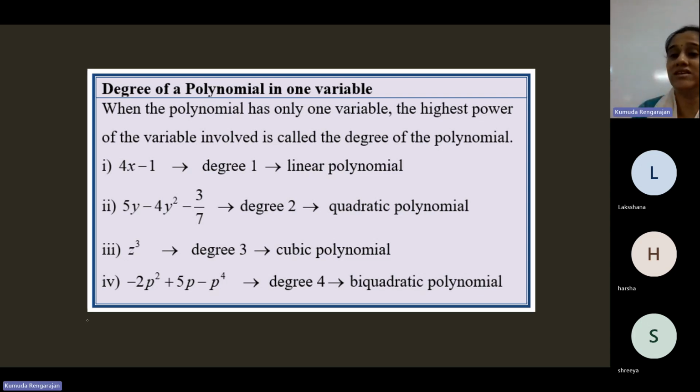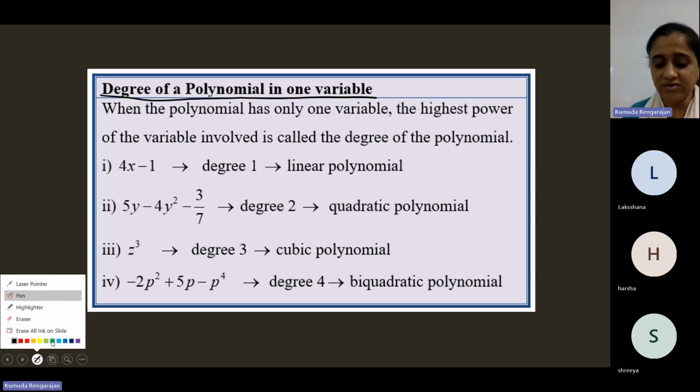Yeah, that's the next one. That's on the next slide. So far, we've understood how to find the degree of a polynomial where the polynomial involves only one variable, x or y or z or any letter. That's why you see the heading here, degree of a polynomial in one variable. If the polynomial has only one variable, how to find the degree is what we've understood in this slide. See the next one.